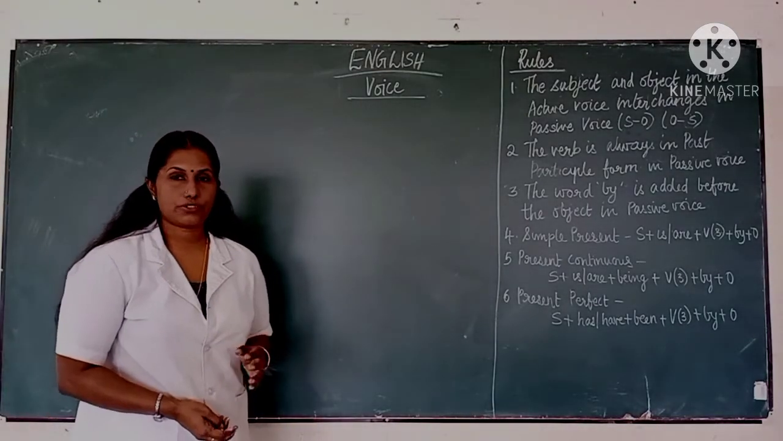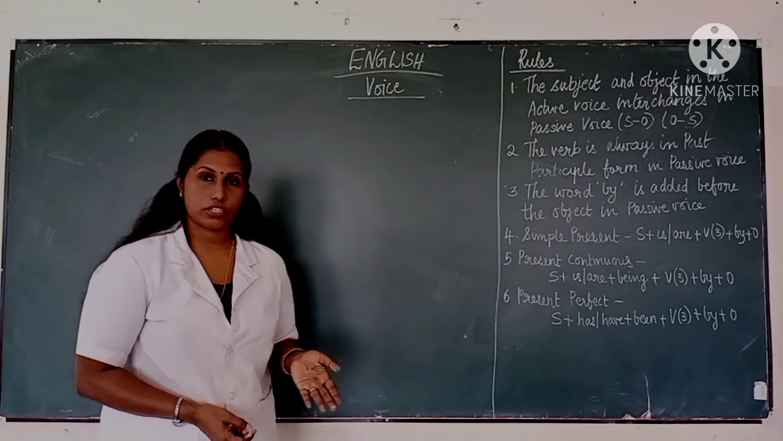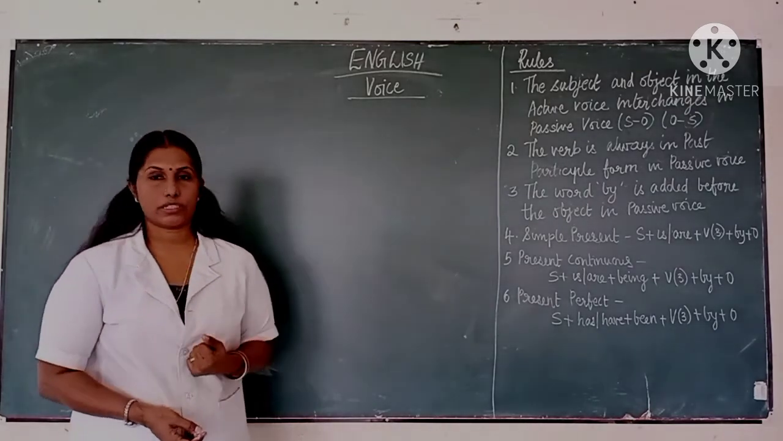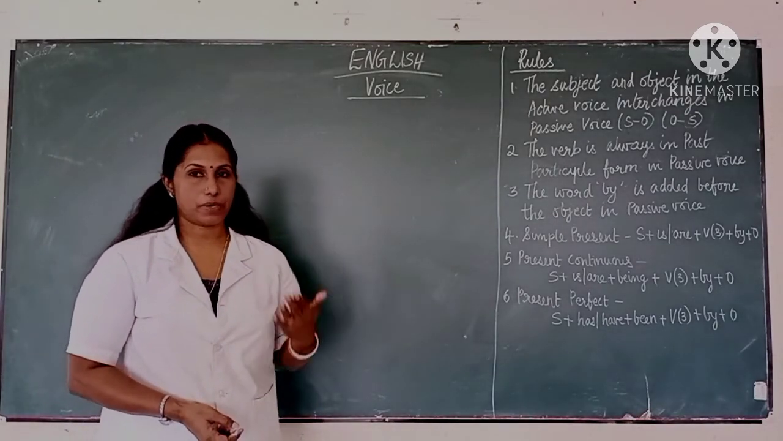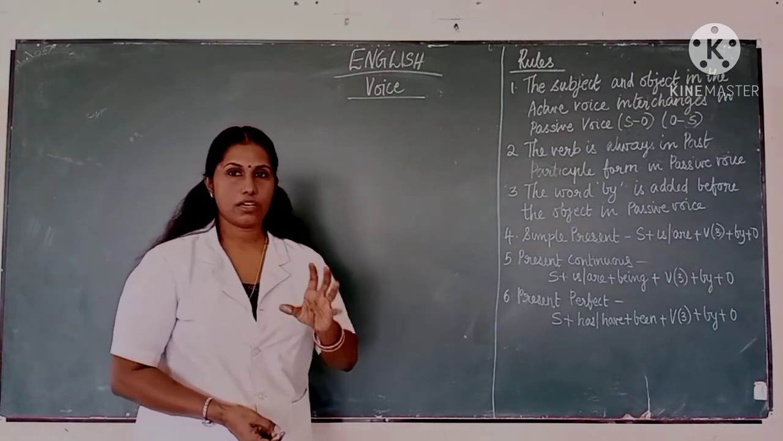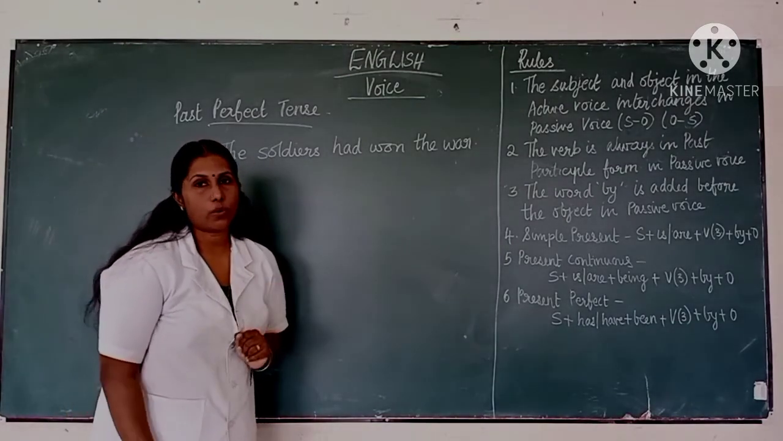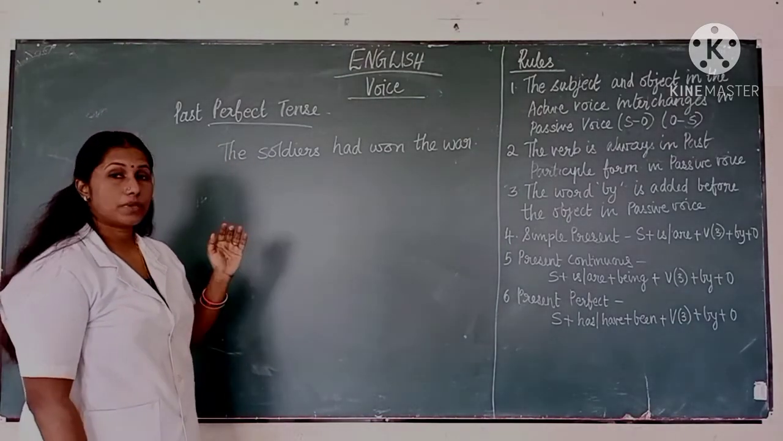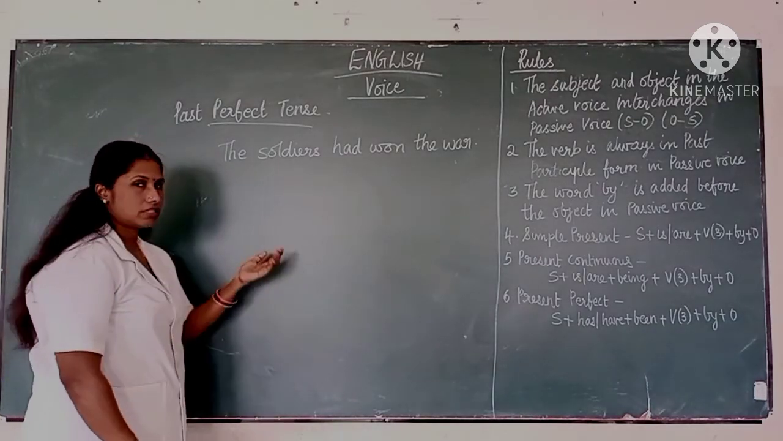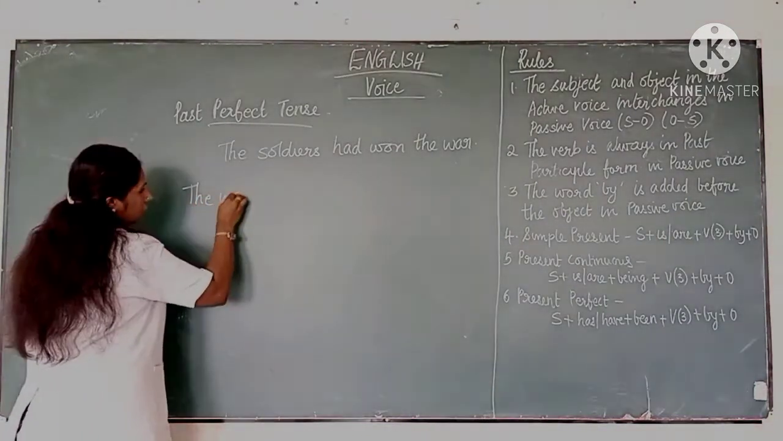Now we will look into the structure of past perfect tense when we are changing it from active voice to passive voice. Past perfect tense, what is the structure of it? Subject plus had plus verb plus object. So that is the simple structure of it. The soldiers had won the war. So that is the past perfect tense that we have when we are changing it. Okay, do it along with me.